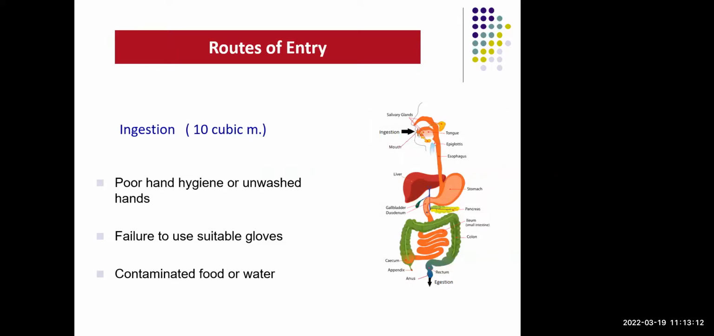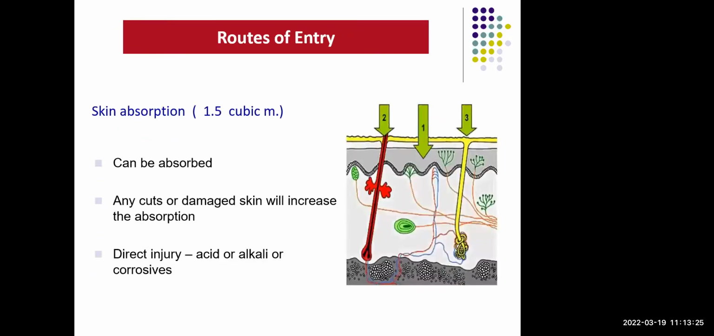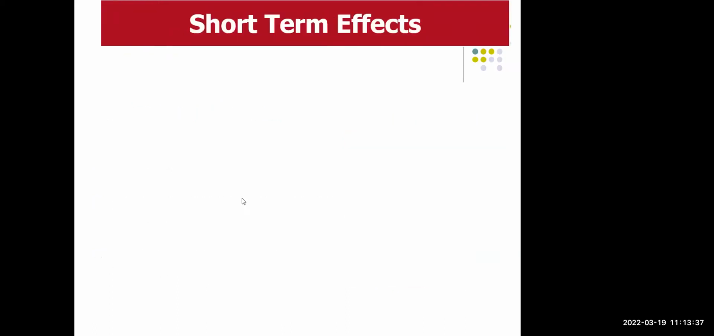So, there is a dictum: don't eat where you work. This is for that simple reason. Poor hand hygiene, unwashed hands, failure to use suitable gloves, contaminated food and water, the germs can enter. Skin absorption: it can be absorbed through the skin. Any cuts and damage will increase the absorption. And if there is an acid, alcohol or corrosive, it can cause a direct injury. So these are the main routes of entry.